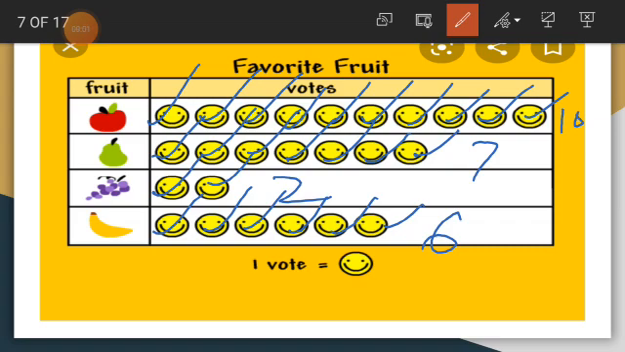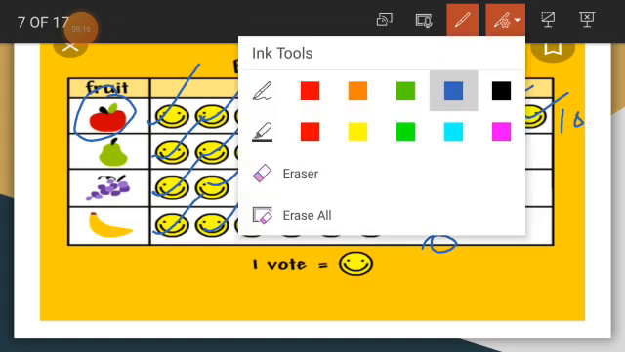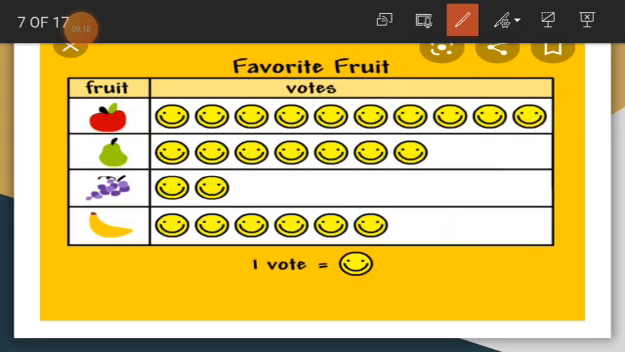Which one is the winner one? Very good. Apple is the winner one, because 10 people like apples. Is this clear now? This is how we will make the pictogram graph. Now move to the next slide.